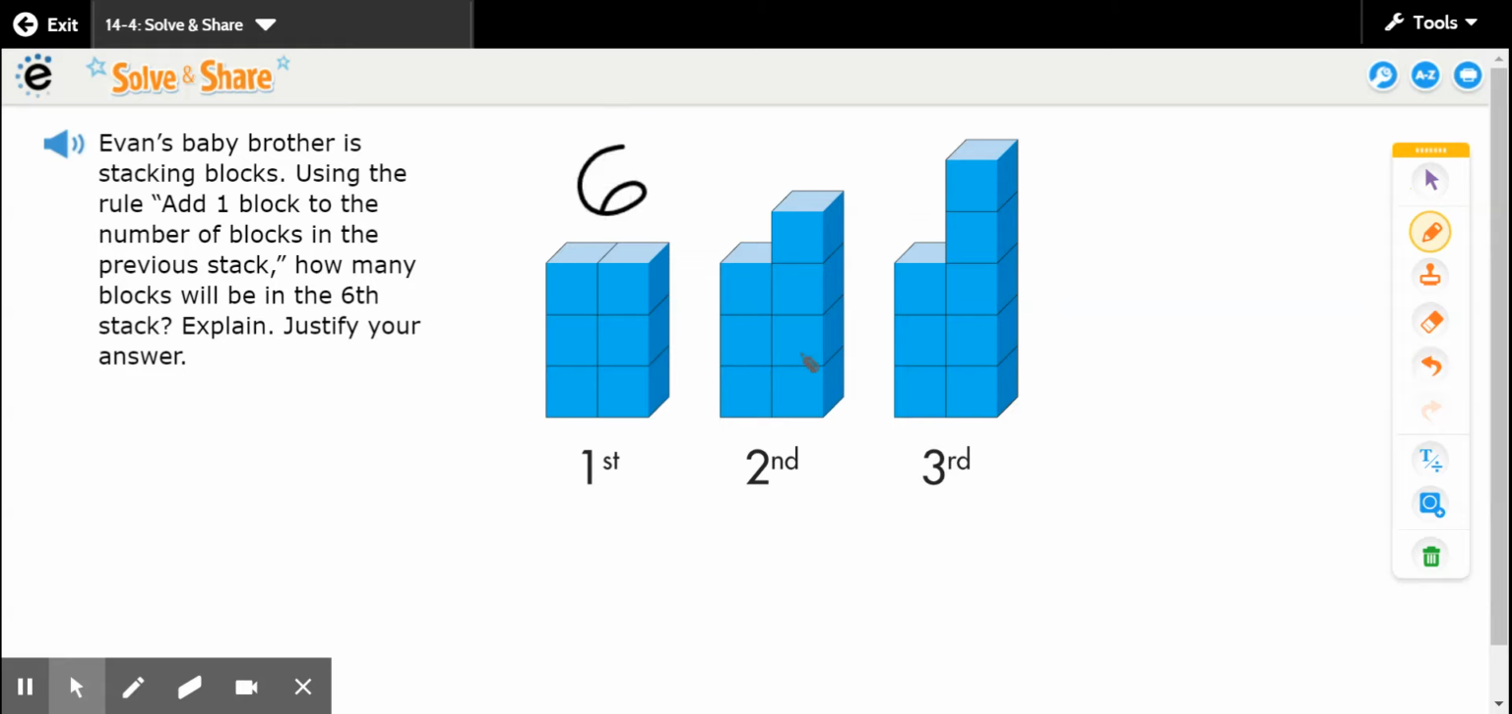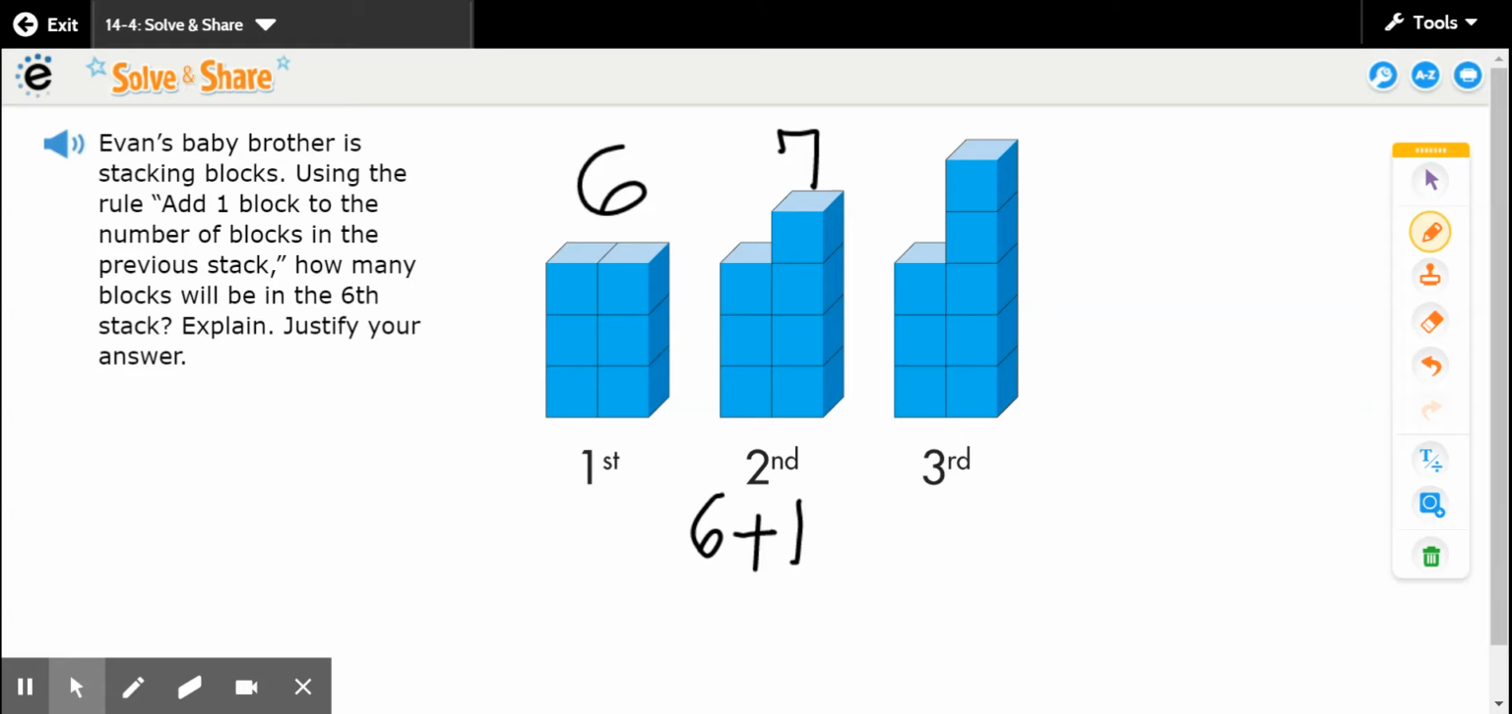Now, if I look at my second stack, how many blocks are in the second stack? 1, 2, 3, 4, 5, 6. Here goes my original 6, and then I can see that they added one more. So I would do 6 plus the 1 that they added, and I have 7 in my second stack.